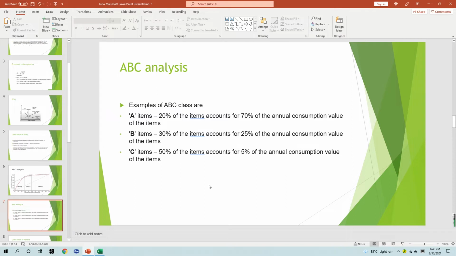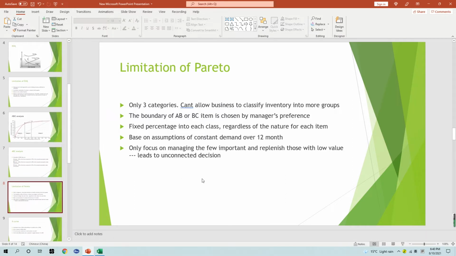But even for ABC analysis, there are limitations. First of all, there are only three categories, so it does not allow a business to classify the inventory into more groups; it is limited to three groups. And then the boundary between the A and B groups or the B and C groups is chosen by the manager's preference.